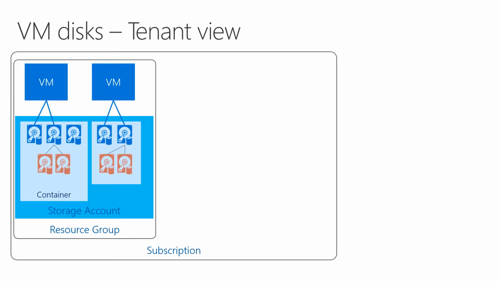Okay, so now as a tenant, how does it look for me? First of all, I have, of course, my subscription, one or more subscriptions I can access through the tenant portal. Within my subscription, I can create a resource group. Within my resource group, I can create one or more storage accounts. Within my storage account, that's what you can see here, I have containers. Within these containers, I can store disks. And then I have my virtual machines that are accessing these disks.